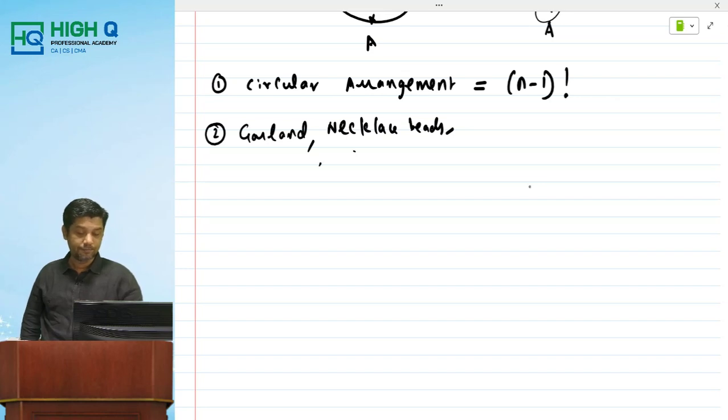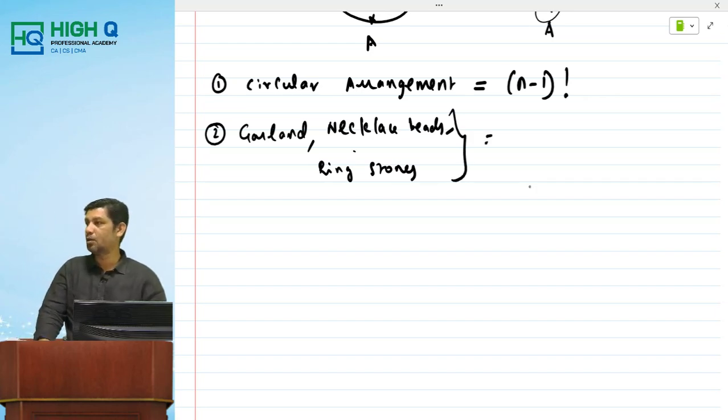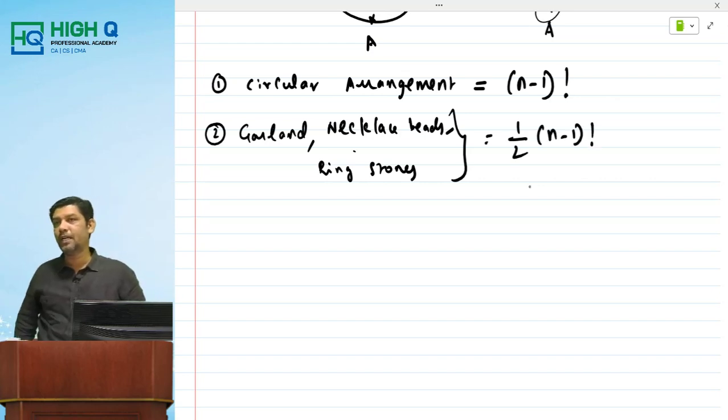So garland, necklace, ring, ring stones. If these examples are coming, it is a semicircular arrangement and the formula is half of n minus 1 factorial. Is it clear, all of you? So 1 by 2 into n minus 1 factorial.